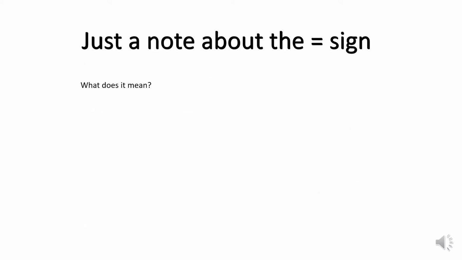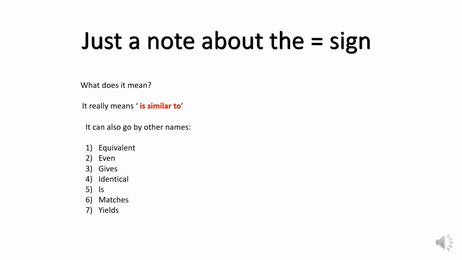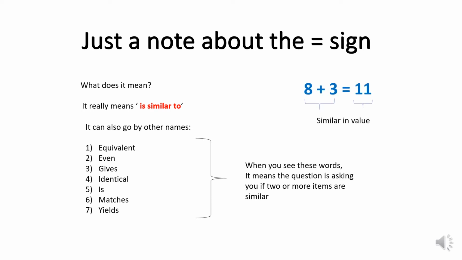Now, before we start, I'd like to just talk a little bit about the equal sign. What exactly does it mean? It really means is identical to, and it goes by several different names. You can say equivalent, even, gives, identical, is, matches, or yields. So when you see these words, you know that two or more items are similar. They may not exactly be the same. For example, 8 plus 3 equals 11. They are not the same numbers, but they are identical or similar.